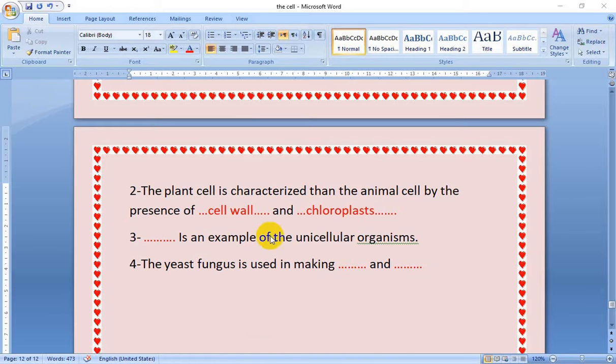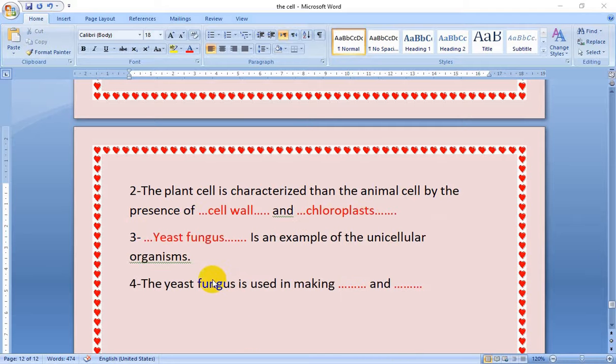Number three, what is an example of the unicellular organisms? Yeast fungus, and we said that yeast fungus consists of only one cell, so we call it unicellular organism. The yeast fungus is used in making what and what? Bread and alcohol.